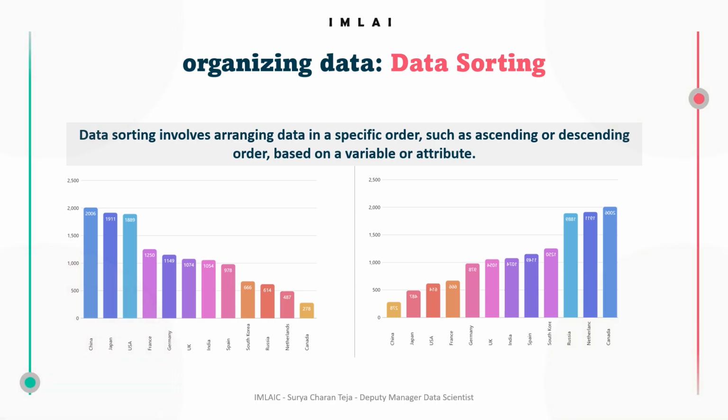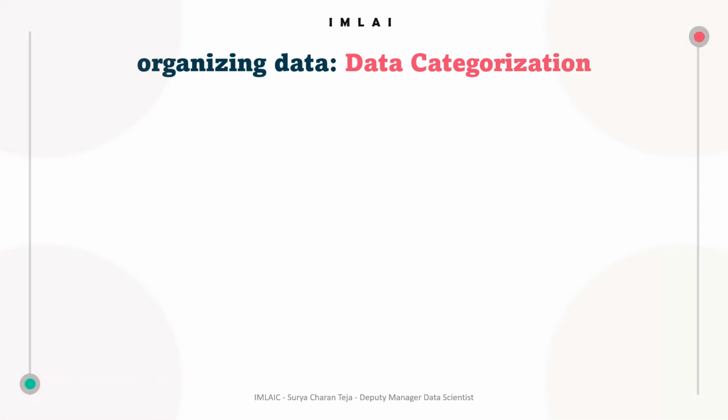Now let's look into the second way of organizing the data. That's our data categorization. So what's data categorization? How does data categorization make our data organized? Data categorization involves grouping data into categories or classes based on a particular attribute or a variable. This can be achieved using conditional statements or functions in Python.